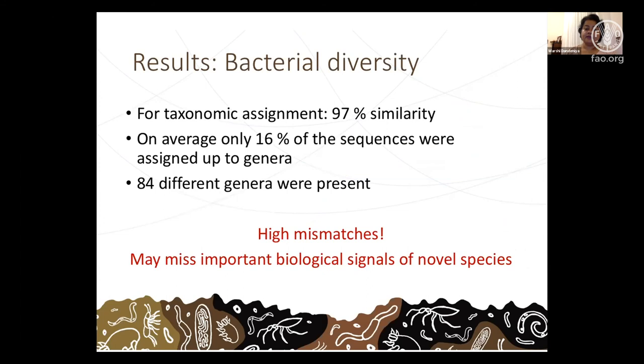For taxonomic assignment, we have considered 97% similarity at 95% confidence interval. And on average, only about 16% of the sequences were assigned up to genera level. So there was a high rate of mismatches, which is common in next generation sequencing technique. However, this may lead to missing some important biological signals of novel species as well. So this 16% of the sequences identified were represented by 84 different genera.